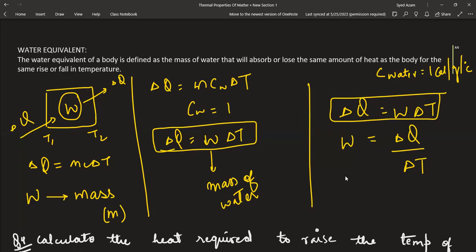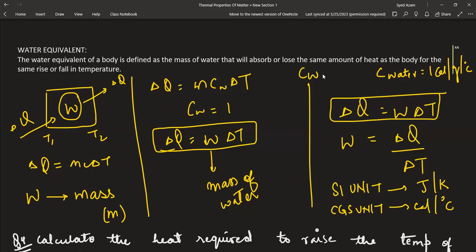The SI unit will also be joules per Kelvin, because CW is already 1. And when you're talking about the CGS unit, it will be calorie per degree Celsius. That is your water equivalent. CW is different. CW is 1 calorie per gram per degree Celsius, and water equivalent is the mass. Mass and specific heat, they are different. Is this clear, Aleena?